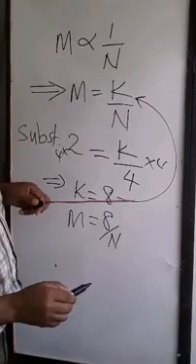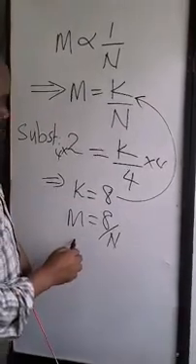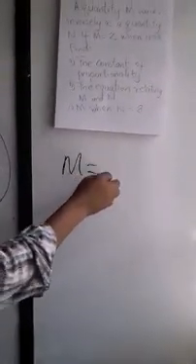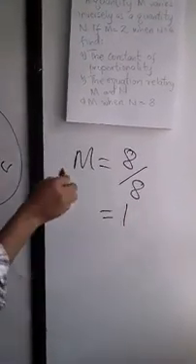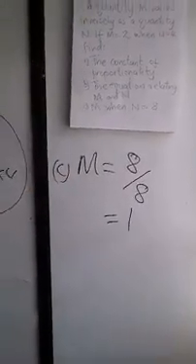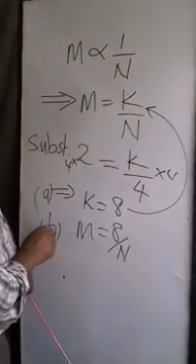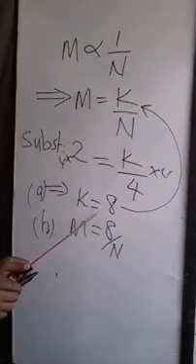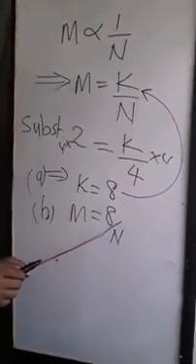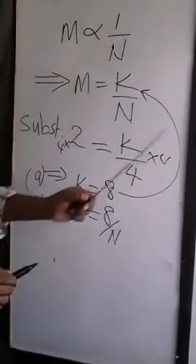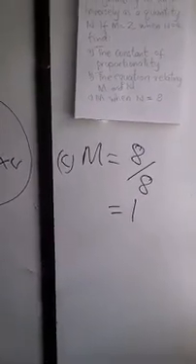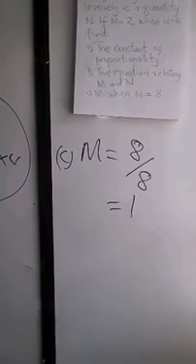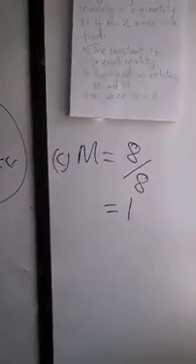So what is the value of m when n is 8? So m equals 8 over the value of n, which is 8, and therefore it equals 1. So this is part C, this is part A, and this is part B. The constant of proportionality is 8, the equation relating m and n is this, and the value of m is 1. All right, so that is an example of inverse variation. We will look at more examples in the next clip.